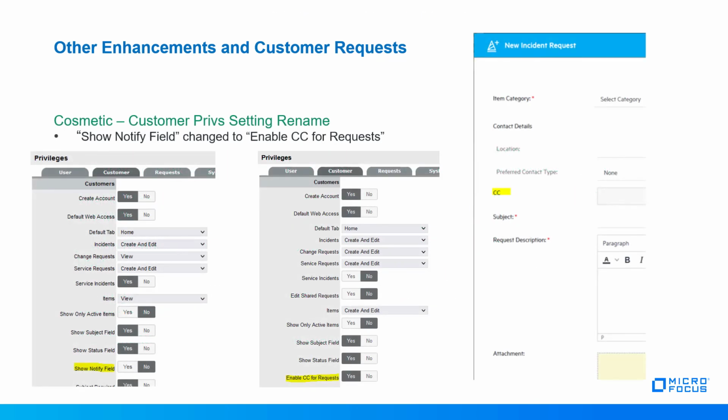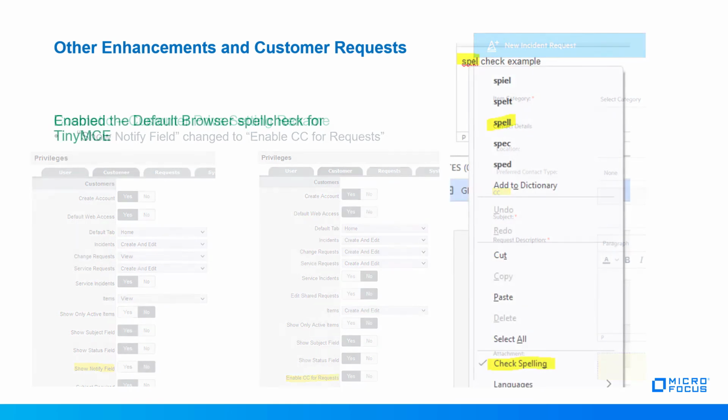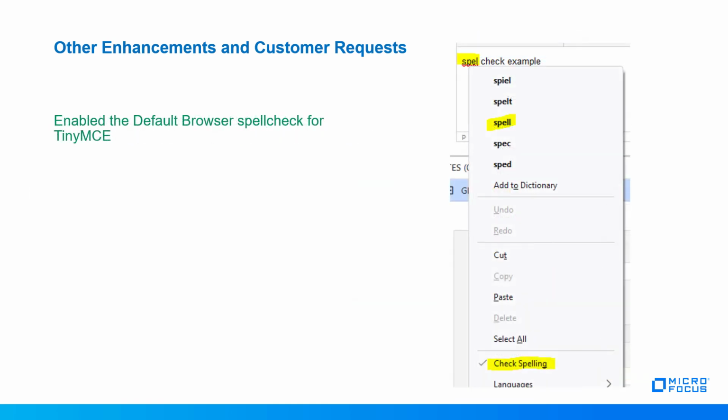This one is a cosmetic change that makes more sense for the setting. We've changed the Show Notify field to Enable CC for requests and enables the carbon copy when creating a ticket as displayed here. We've updated the Tiny MCE to enable the default browser spell checker so that spelling can be corrected on the fly.